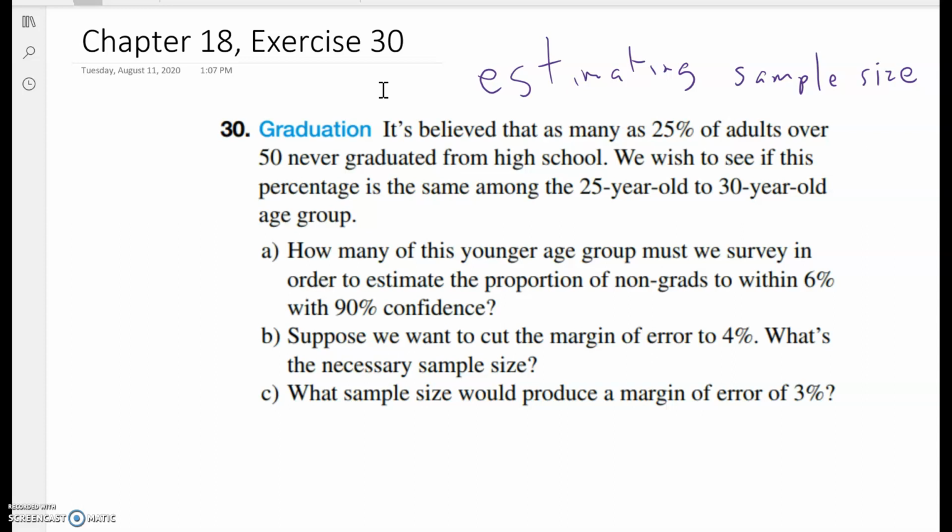However, these questions turn it around, where they give you a desired margin of error and a desired confidence level, and then you've got to figure out what the sample size should be. So let's take a look at this. Number 30 says, it's believed that as many as 25% of adults over 50 never graduated from high school. We wish to see if this percentage is the same among the 25-year-old to 30-year-old age group. So part A, how many of this younger age group must we survey in order to estimate the proportion of non-grads to be within 6% with 90% confidence?